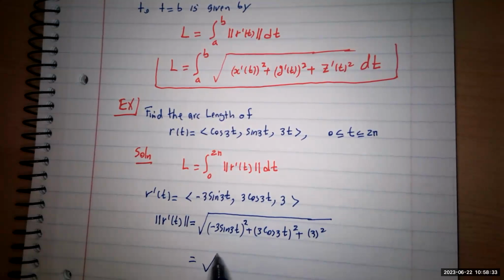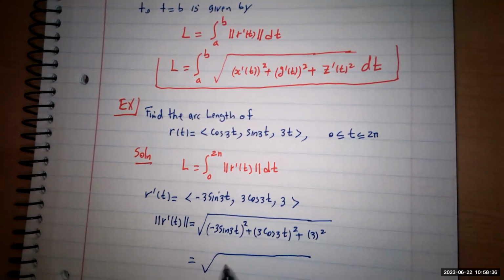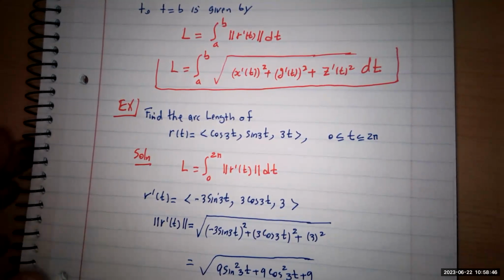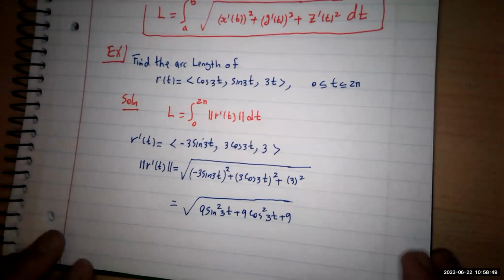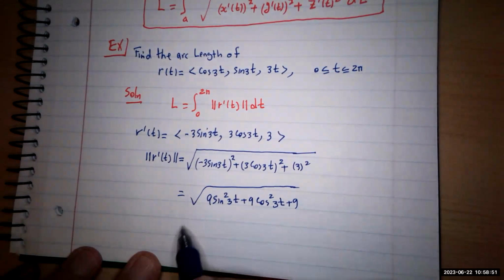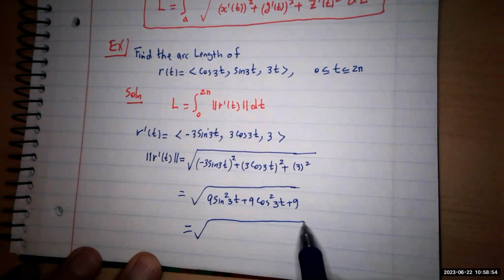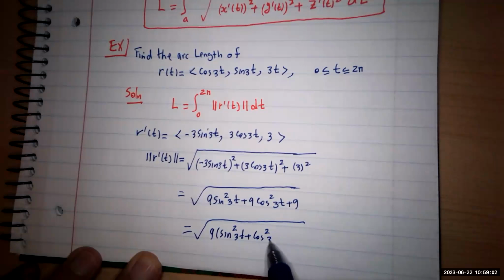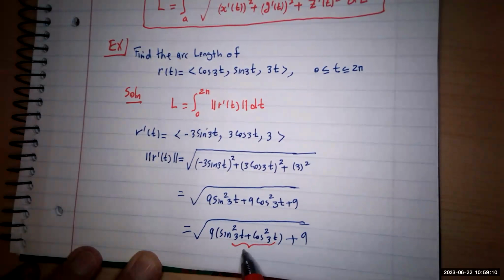You continue simplifying. So that gives you 9 sine squared of the 3t and the 9 cosine squared of the 3t. Okay, you factor out the 9, that gives you, as usual, sine squared plus cosine squared. You can do it right away, I just explain it. So that's going to be sine squared of the 3t plus cosine squared of the 3t, and the 9 here, so this would be 1.